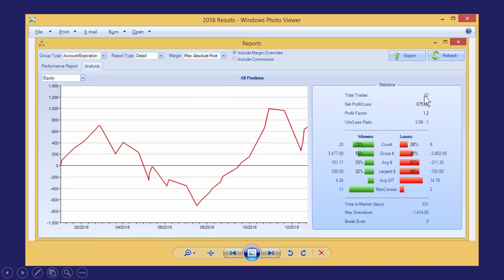Again, we had 32 trades. The average gain in a very volatile year was 151, and the average loss was 311. So even with the volatility, our average gain to loss was the same. In 2018, we had 32 total trades again, 23 winners, and only 9 losers. So we had a little bit more losers last year.